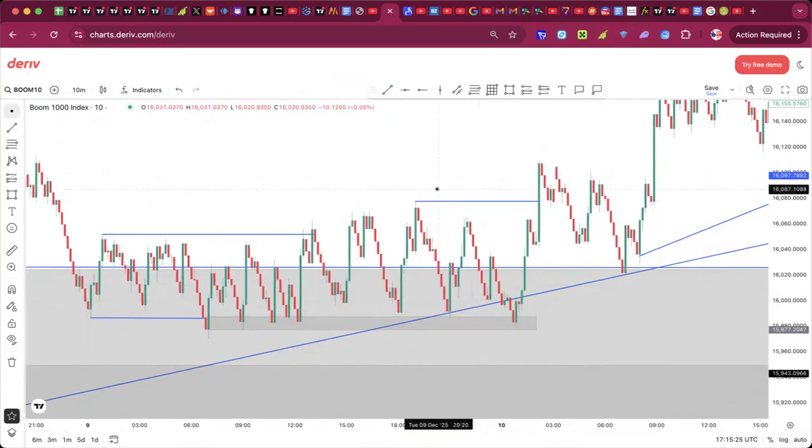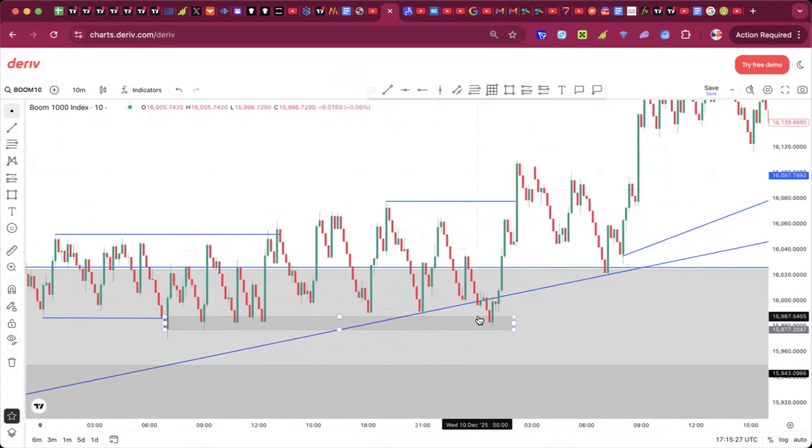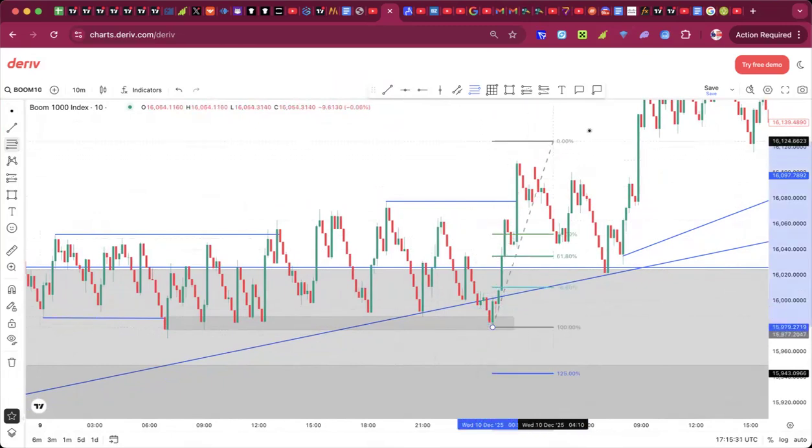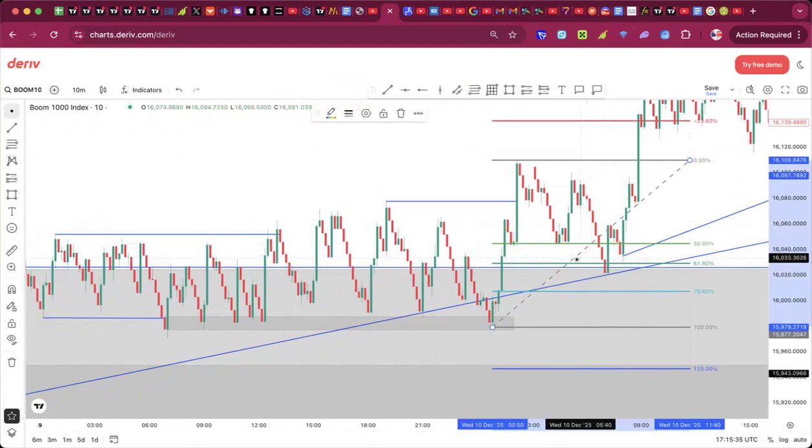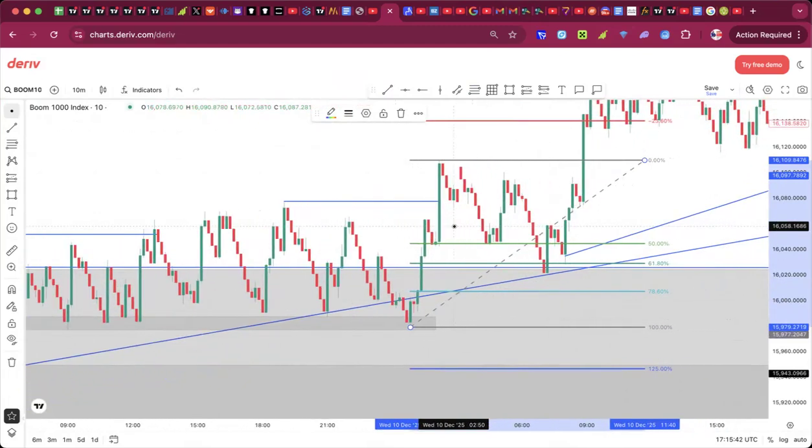Now, if it has broken a new structure, probably you want to take another entry. You take your Fibonacci retracement again, mark from this swing low to this swing high. Now, anything below the 50 is a good entry. But what do I tell you? You have to check some confluences at that point. Number one, look at your other block. This is your other block.